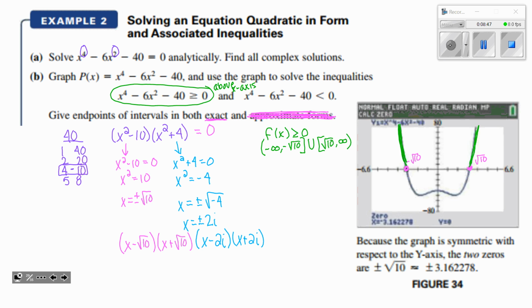All right, the other piece we're looking at is when is it less than 0. So we're going to be less than 0, meaning below the x-axis, this wavy piece at the bottom under the x-axis. We are less than 0 between our two intercepts. So from negative square root of 10 to positive square root of 10.